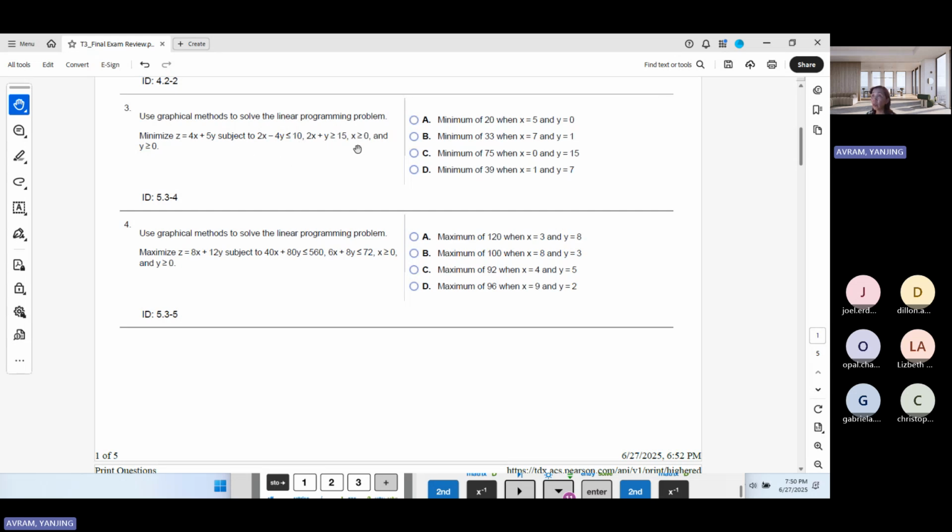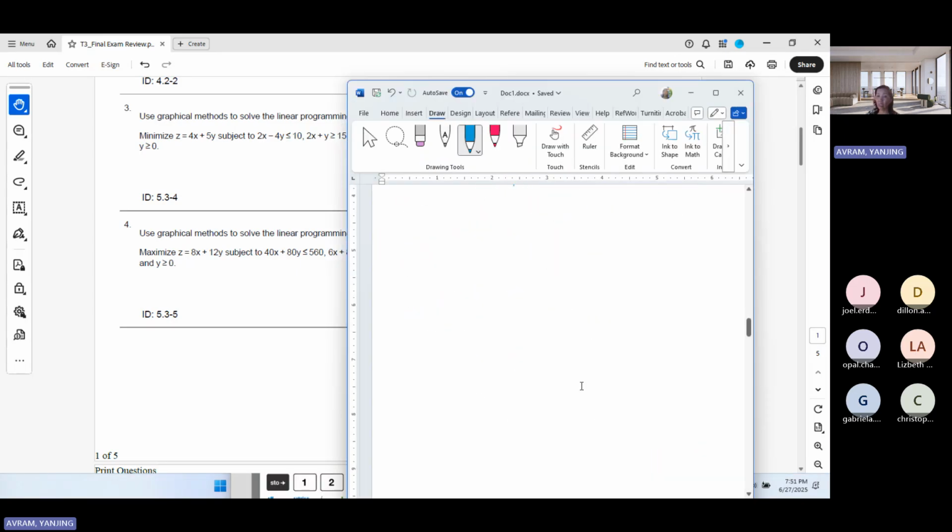You have x needs to be greater than or equal to 0, y also needs to be greater than or equal to 0, and also these two. That's why graphing will be really important here. So let's make a graph. x greater than or equal to 0 will be the upper part, y greater than or equal to 0 will be the right-hand side part. So basically, you only use the first quadrant.